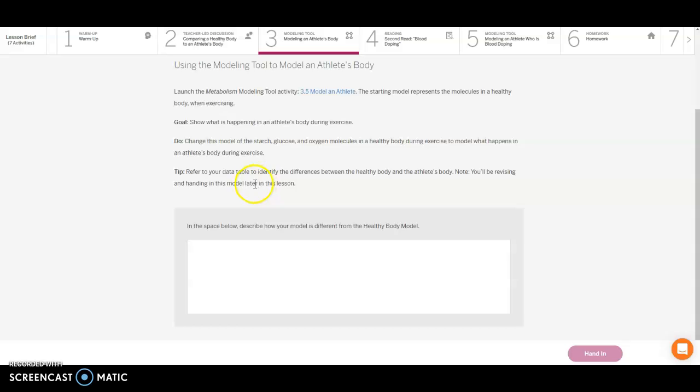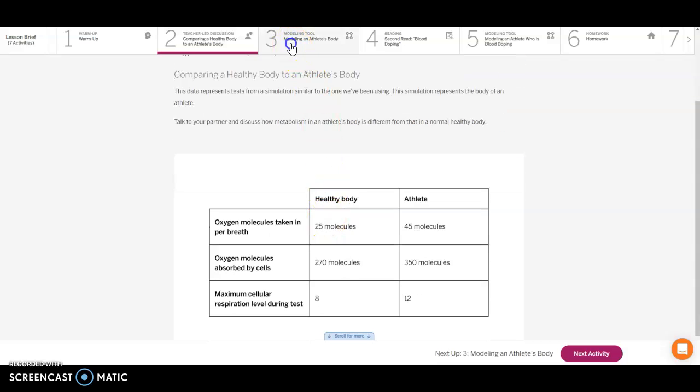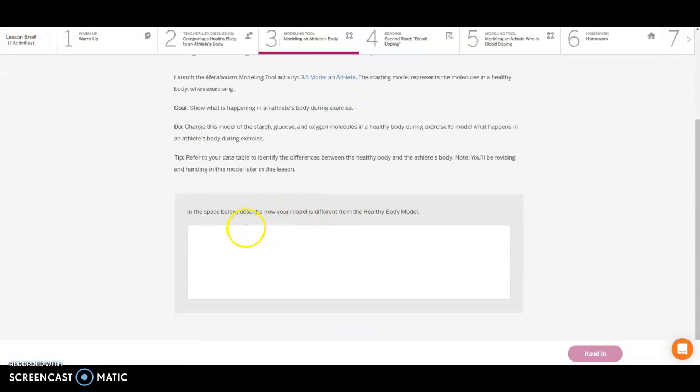So I'm going to jump back to that model that they're talking about. It's just in part 2. It's the one that you just looked at and discussed with your partner right here. And then once you're done with looking at that model and kind of showing what's going on with this athlete in this modeling tool, then you're going to describe how your model is different from the healthy body.